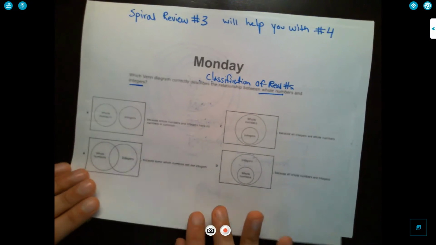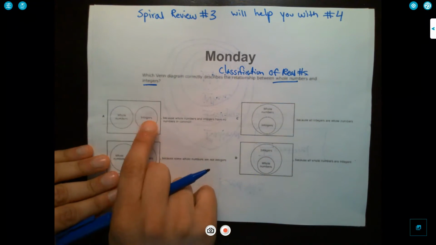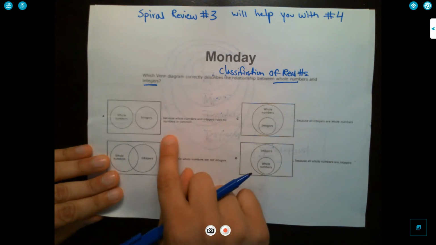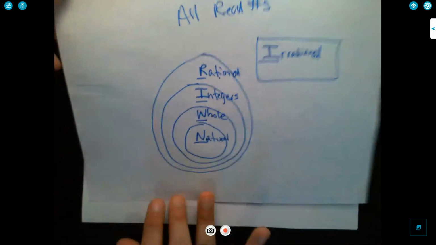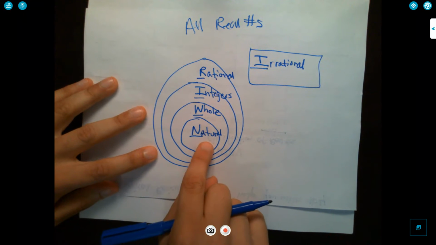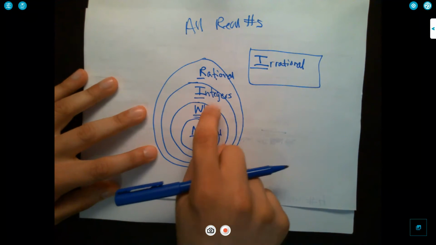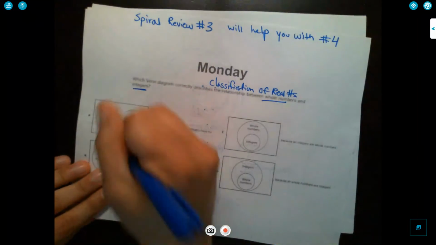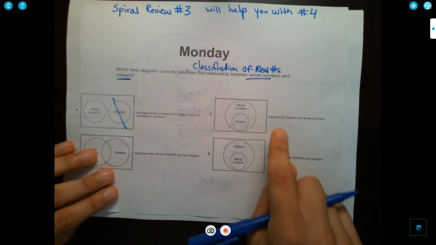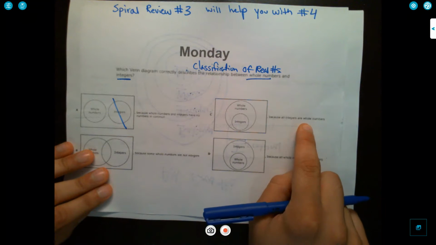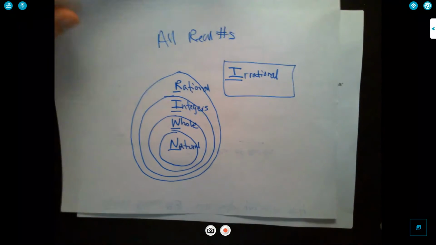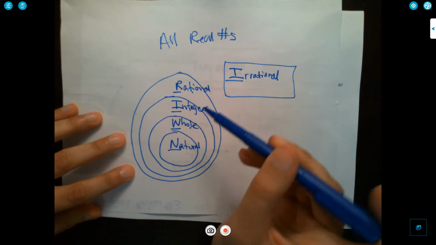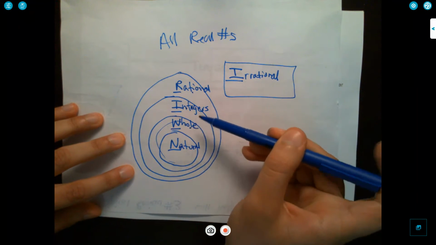So let's take a look back at A, where it has whole numbers completely separate from integers. And it says, because whole numbers and integers have no numbers in common. However, based on the diagram, we know that all whole numbers are integers, so they are related somehow. So that can't be it. All right, so we look here: because all integers are whole numbers. Well, not all integers are whole numbers. All whole numbers are integers since the whole number bubble is inside the integer bubble.